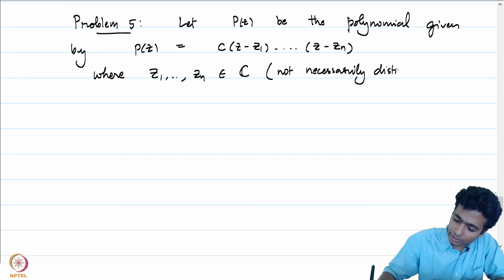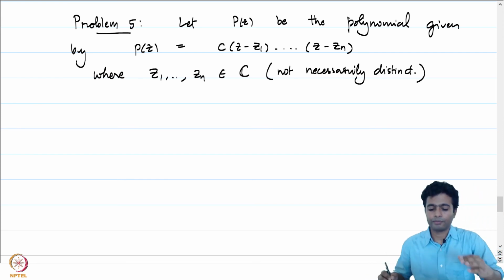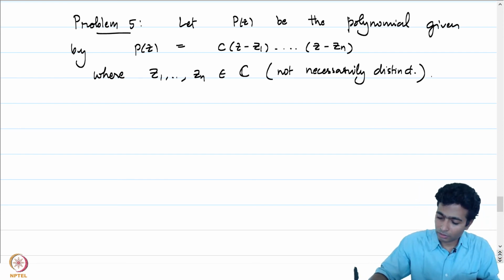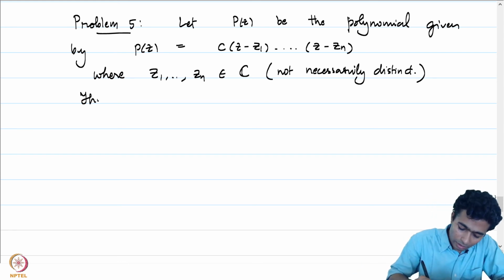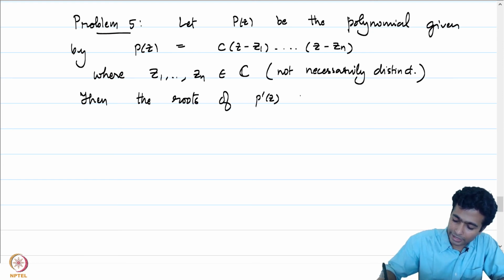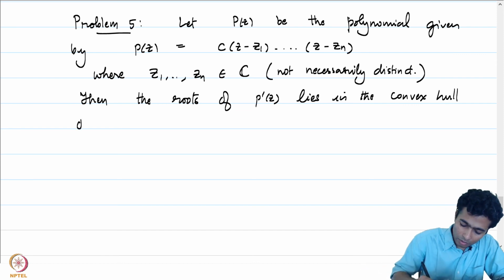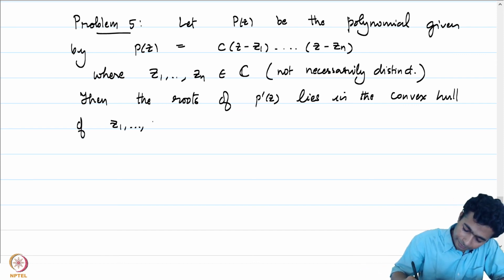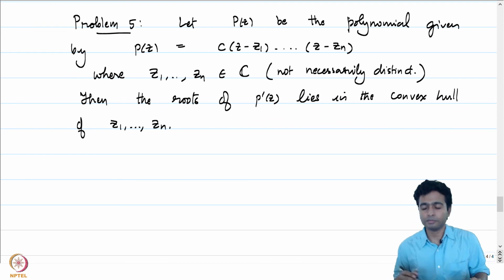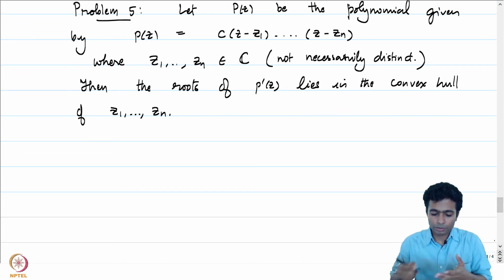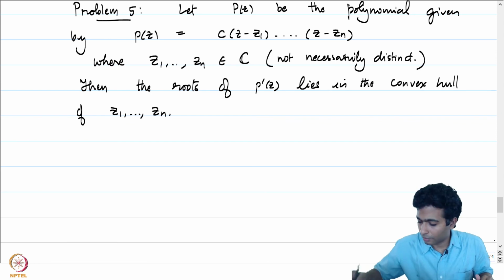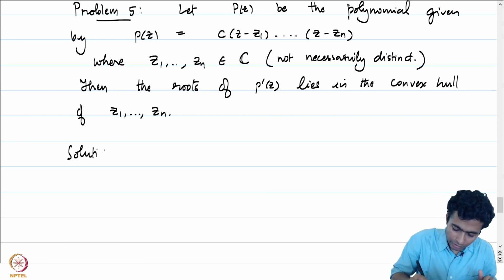Notice that z1 to zn are precisely the roots of the polynomial P. The problem here is to show that the roots of P prime of z lie in the convex hull of z1 to zn. So to do this, let's give a solution to the problem.